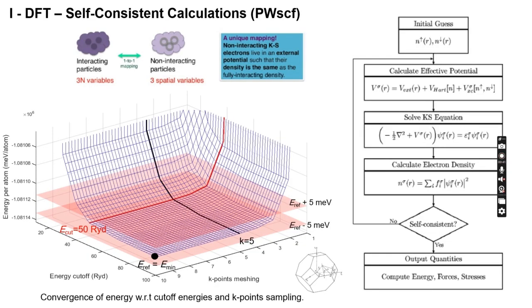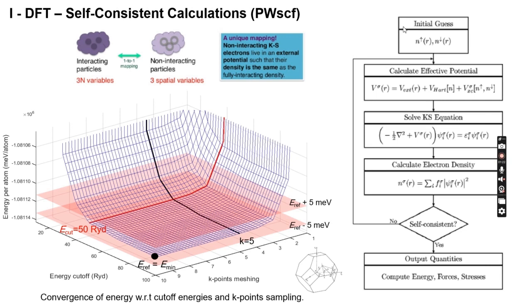The DFT approach tries to circumvent the difficulty of solving the many-body Schrödinger equation by expressing the problem in terms of electron density. This facilitates mapping the problem of n interacting particles, which has 3n variables, to a much simpler problem of non-interacting particles where the charge density has only 3 spatial variables. This implies that these non-interacting Kohn-Sham electrons would live under an external potential such that their density is the same as the fully interacting density.